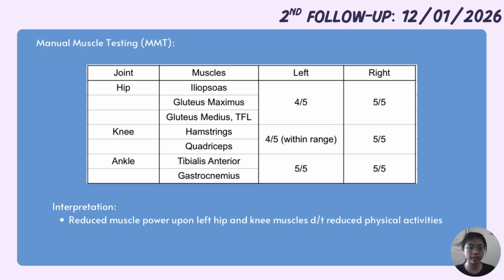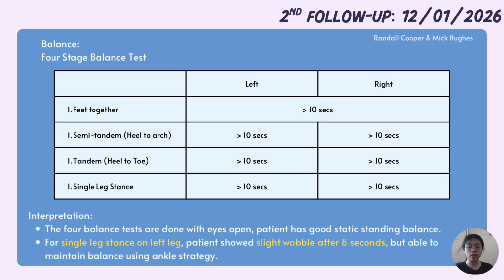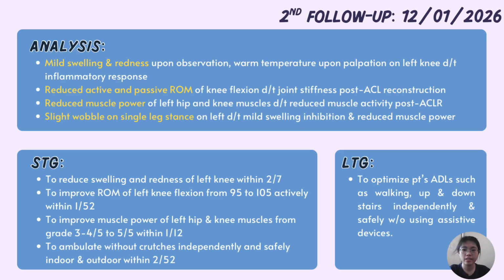For balance assessment, a slight wobble was observed after 8 seconds during single leg stance on the left. She compensated using an anchor strategy to maintain her center of gravity. Analysis links the mild swelling and redness to the ongoing inflammatory response, limited range of motion due to joint stiffness, and reduced muscle power due to reduced activity. Short-term goals are to reduce this swelling within 2 days and improve active knee flexion to 105 degrees within the week, together with improved muscle strength, and aim toward independent ambulation without crutches within 2 weeks.